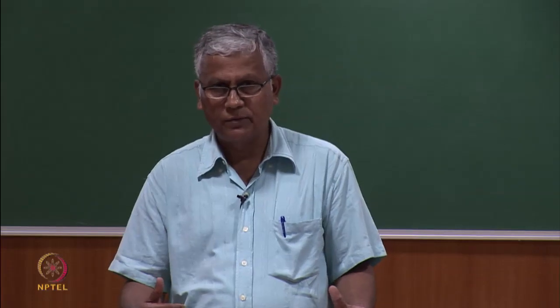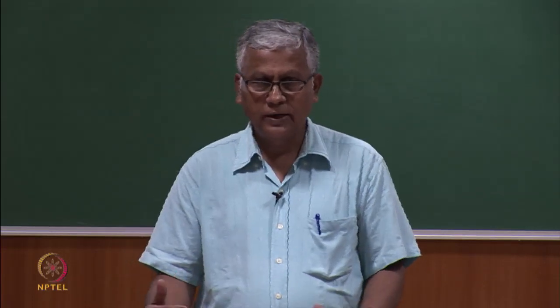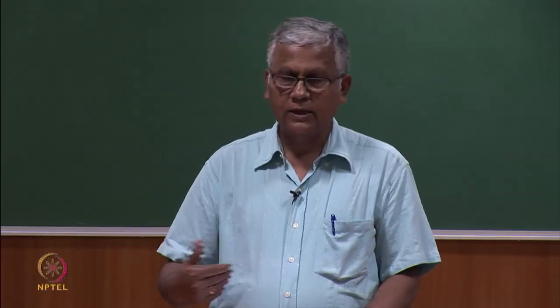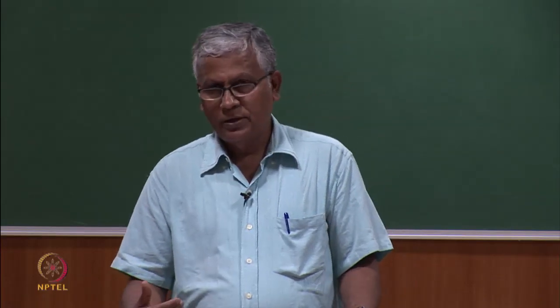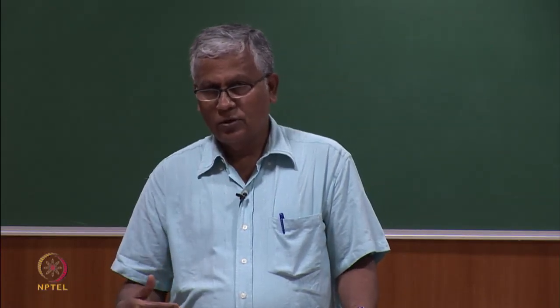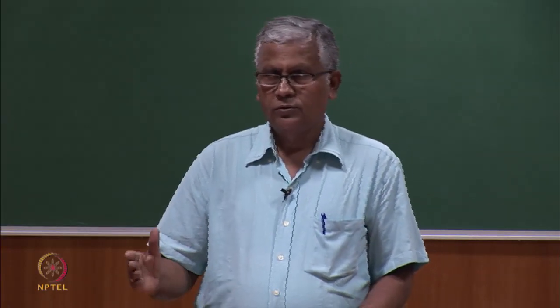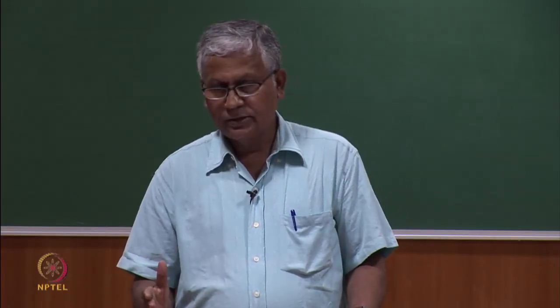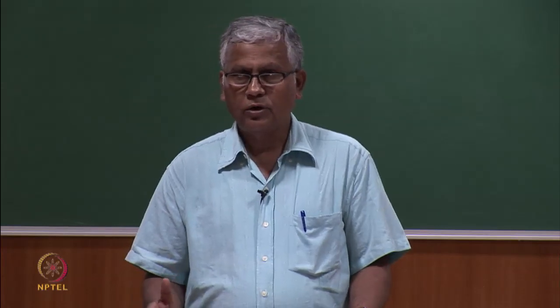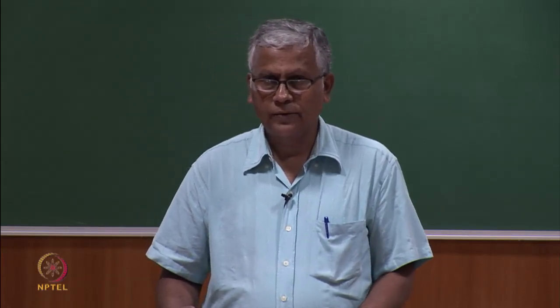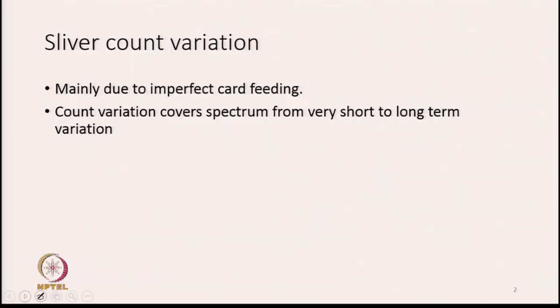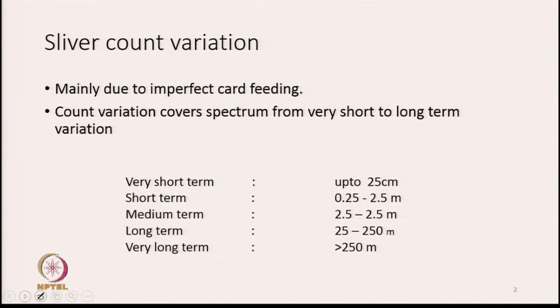Therefore, card sliver being produced will have count variation, and the same card slivers I am feeding to the draw frame. So, whatever draw frame is producing also will show some amount of variation, though to some extent variation will get reduced because of doubling action on draw frame. This count variation covers a wide spectrum from very short to very long term variations.